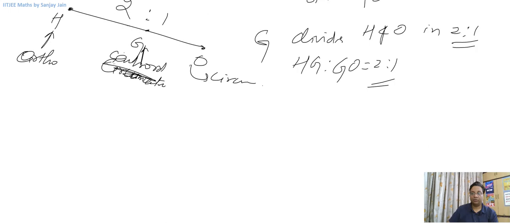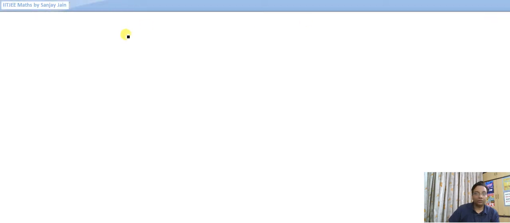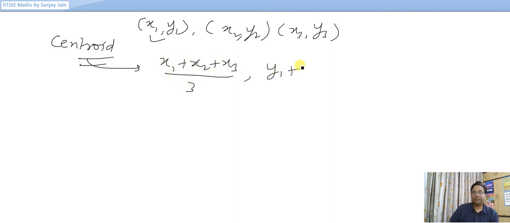And now let me tell you about the coordinates of all these centers once again. I haven't told you about the coordinates of the orthocenter as yet, right? So let me write the coordinates of the centroid first. Obviously we are talking about a triangle with the vertices (x1, y1), (x2, y2), and (x3, y3). So what will be the centroid? It will be (x1 + x2 + x3)/3, (y1 + y2 + y3)/3.